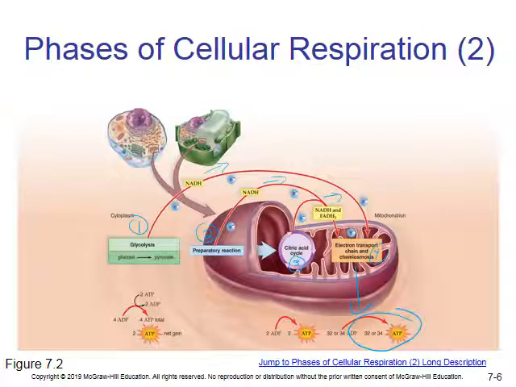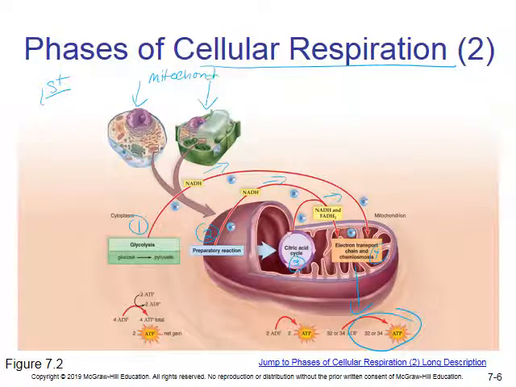What they want you to take away from this image is, first, that both animal cells and plant cells do respiration. Both of these have mitochondria, right? So both plants and animals are able to do cellular respiration. The second takeaway is where these occur. Glycolysis, which is step 1, occurs in the cytoplasm. The preparatory reaction is kind of the link between these two, and you'll see more about that when I get there. But these last 2, stages 3 and 4, occur inside the mitochondrion.